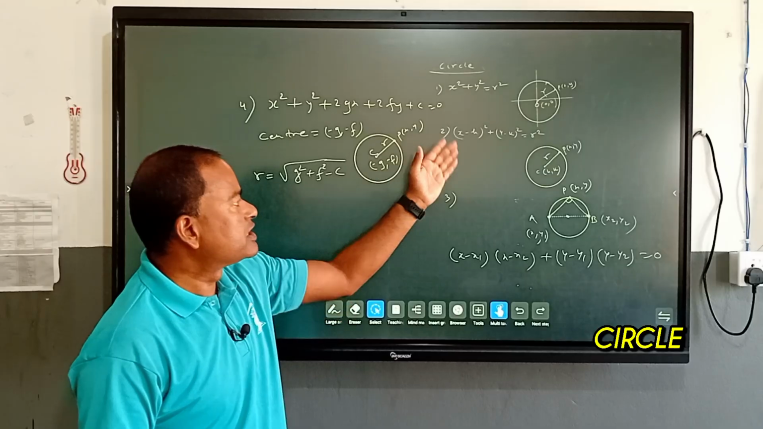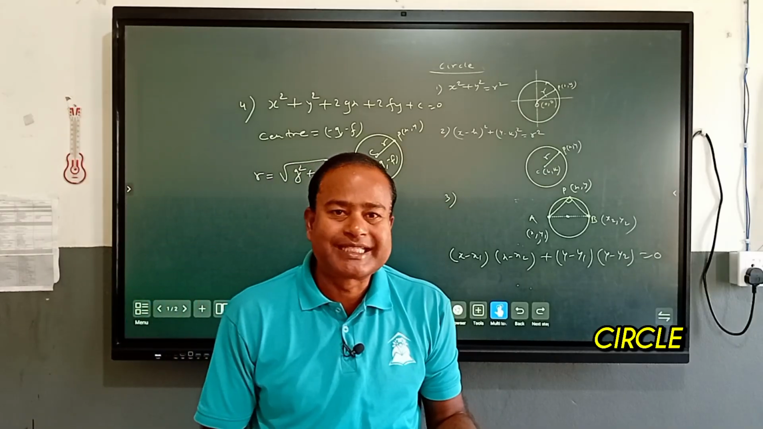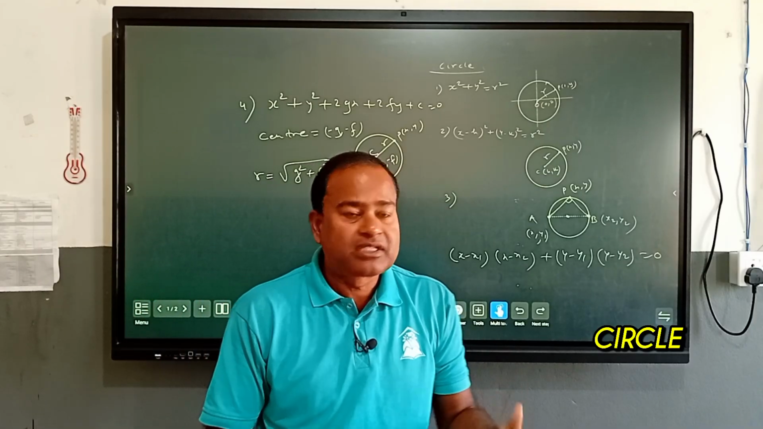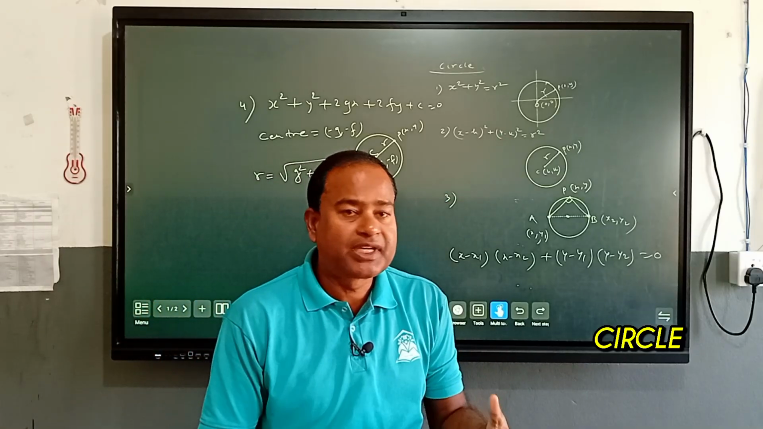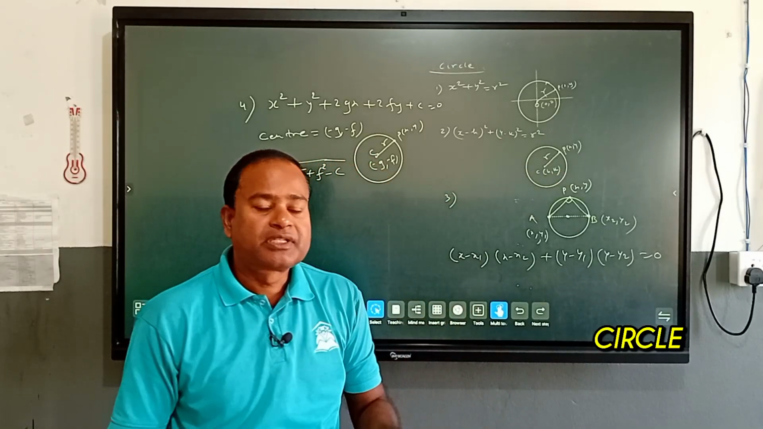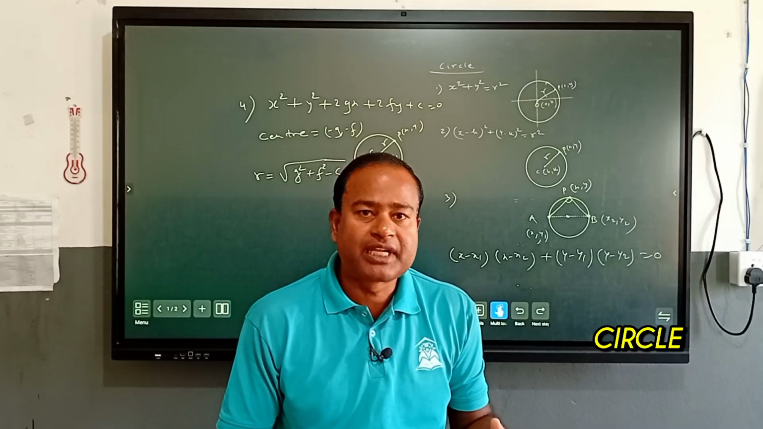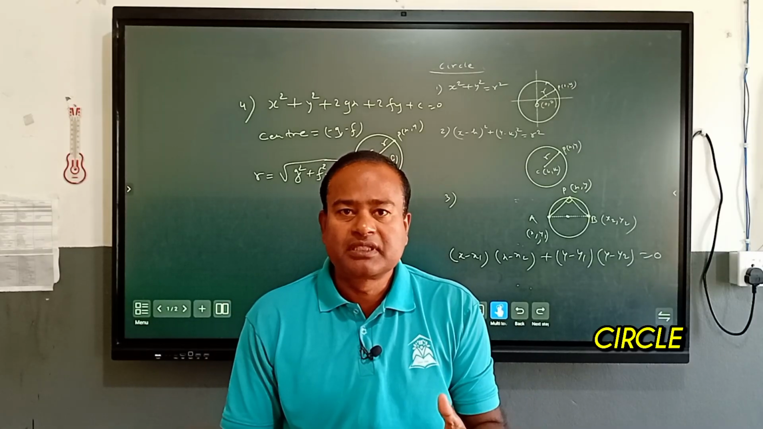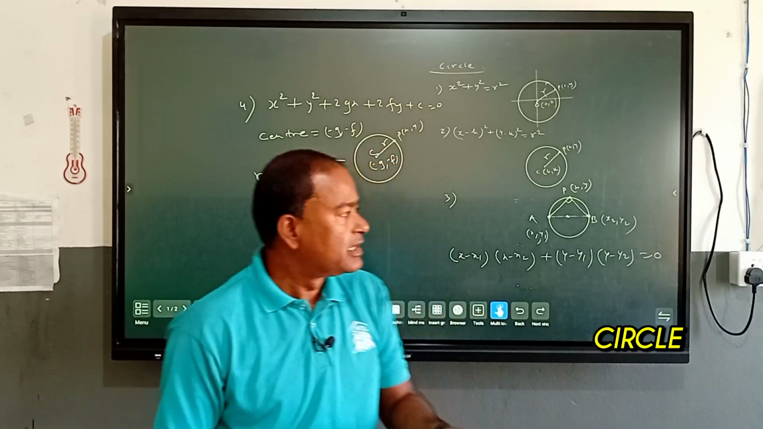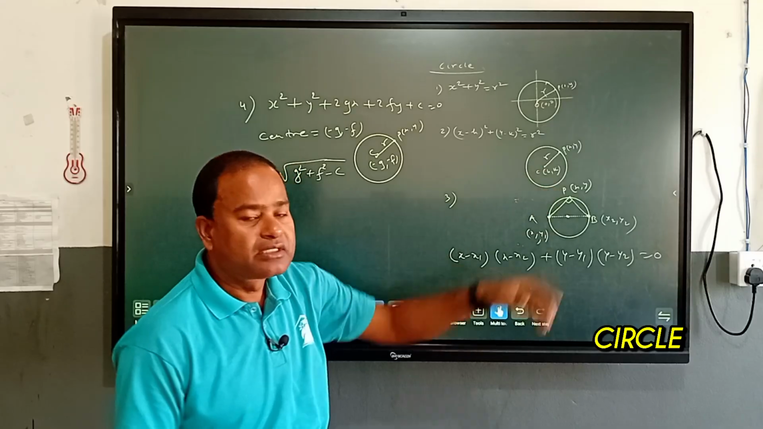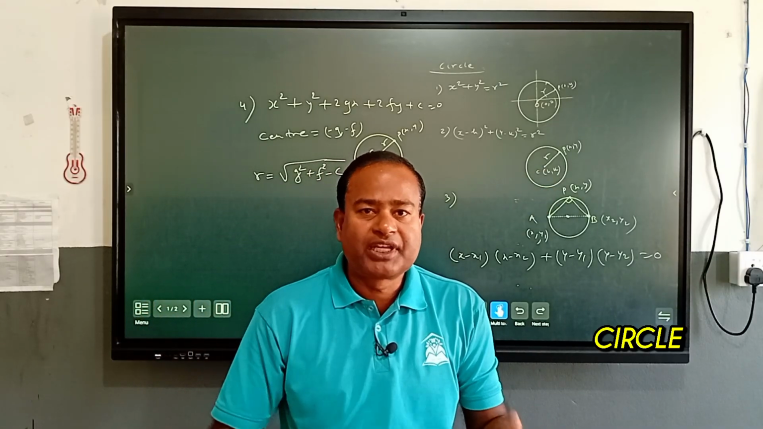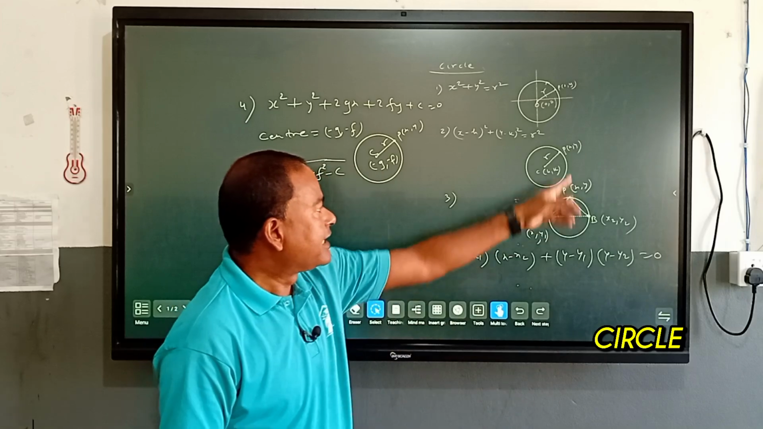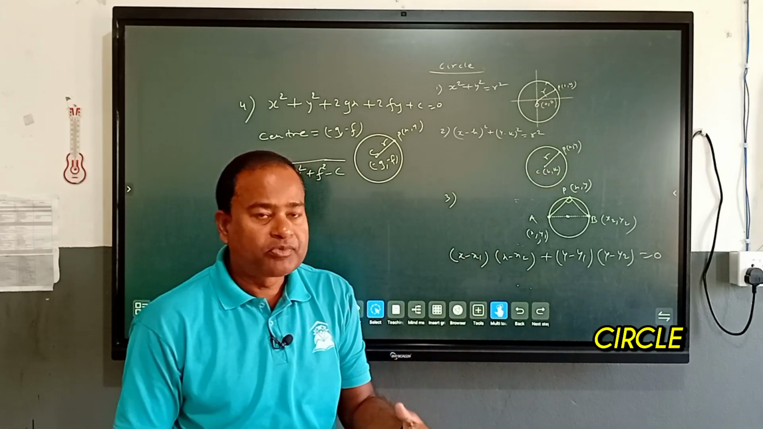Dear students, the second formula of equation of circle is x minus h whole square plus y minus k whole square equals r square. This equation of circle is known as the equation of circle in the central form. In this case, the center of the circle is at any point h comma k, and x comma y is the moving point.